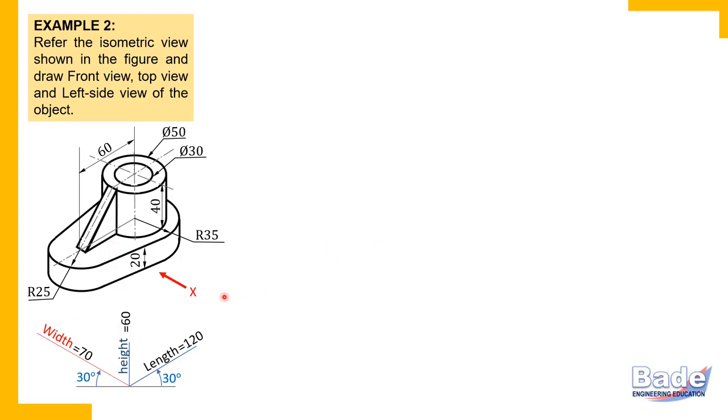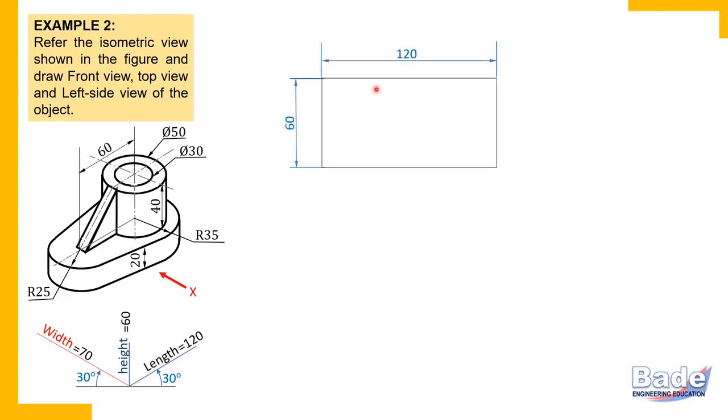Now let's start drawing the views. As usual, like in the last problem, we'll consider 3 rectangles first. Front view rectangle: height vertical, length horizontal. Top view rectangle: length horizontal, width vertical. And in the side view, width horizontal and of course height vertical. So this is how we first construct 3 rectangles.